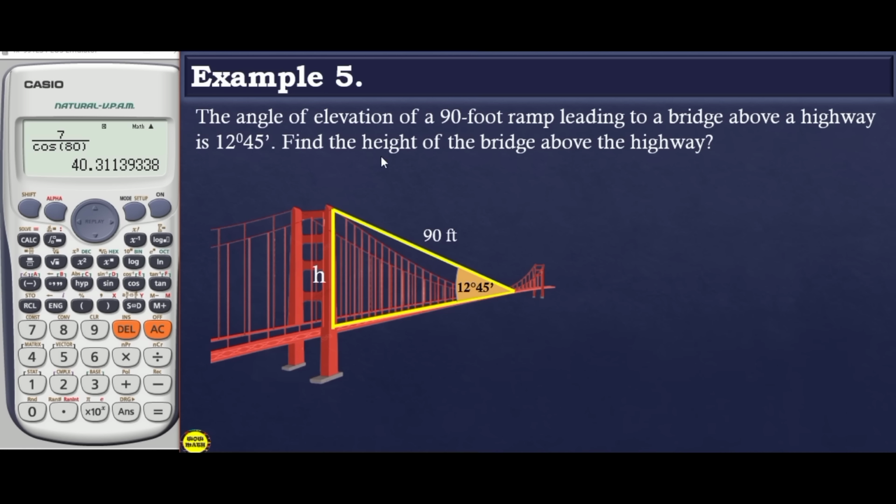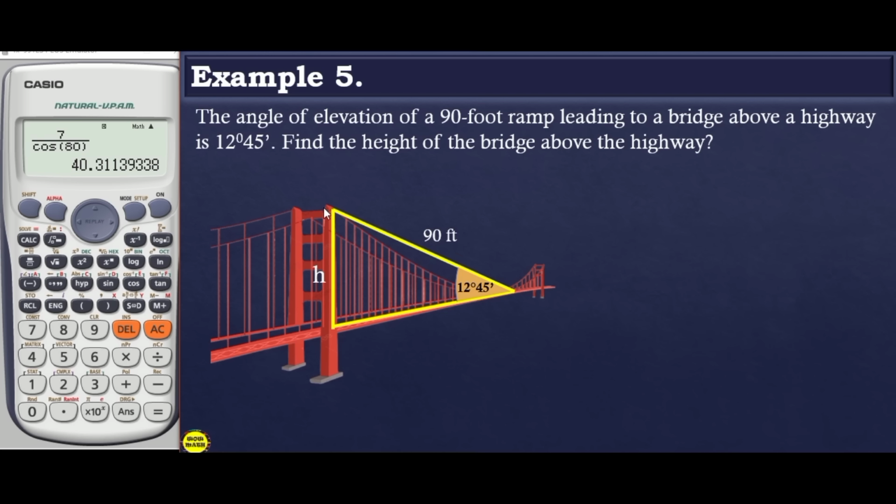Next. The angle of elevation of a 90-foot ramp leading to a bridge above the highway is 12 degrees 45 minutes. So find the height of the bridge above the highway. So, ito po yung degree ng angle natin, 12 and 45. So, ano pong gagawin natin?